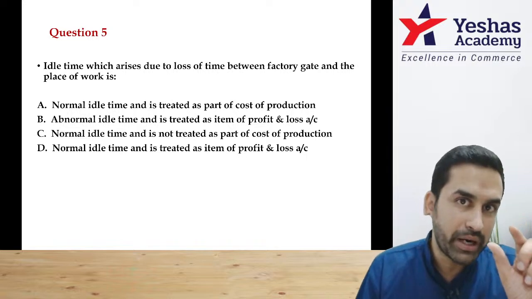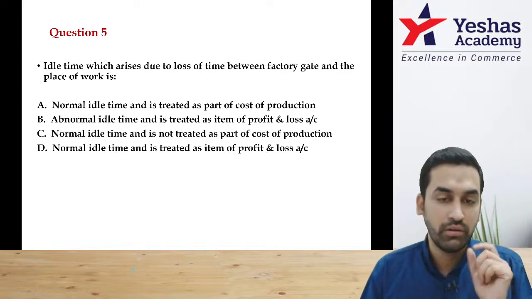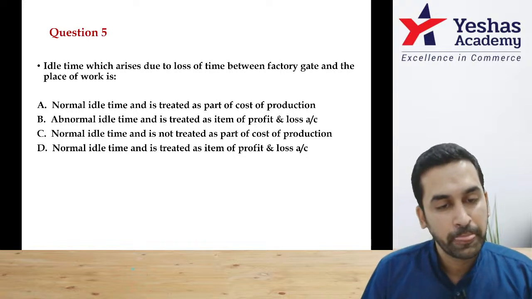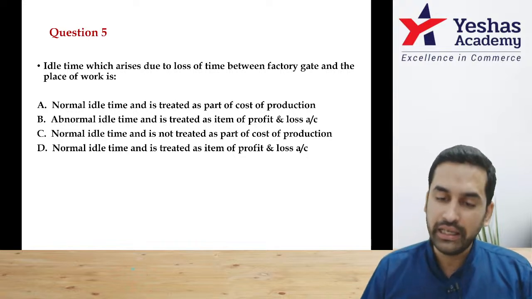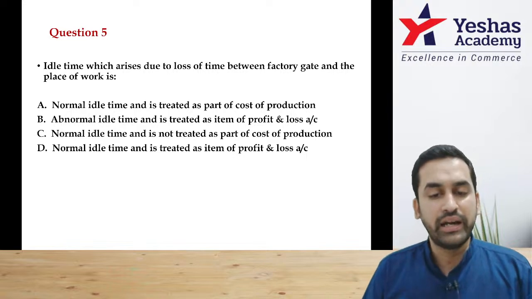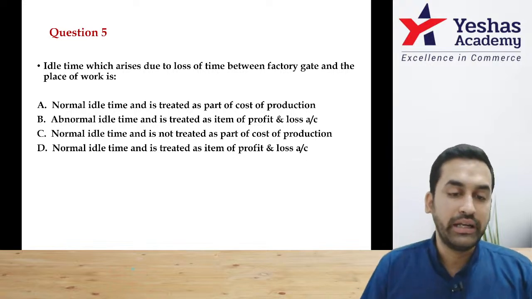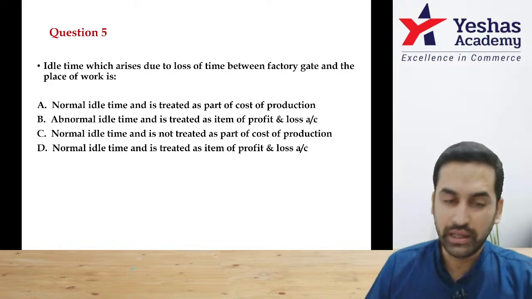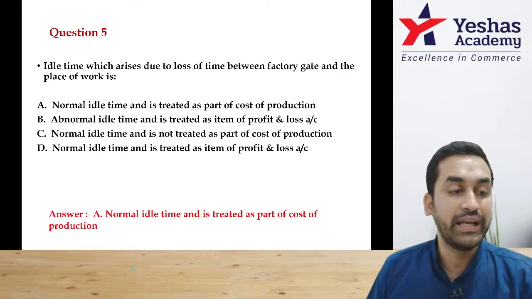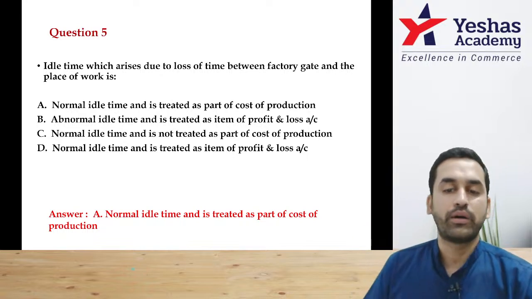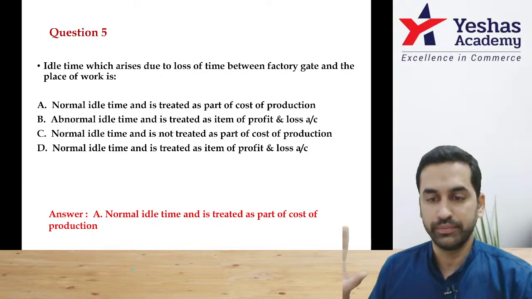Now the salary paid for that 10 minutes of walk, is it normal? Is it abnormal? Sir, it is normal. That means it should be A, C, D. If you see C and D, they say it is not treated as part of cost of production. D says it should go to costing P&L. Sir, both are wrong. Option A is the correct answer. If it is normal, it is treated as part of cost of production. Simple.